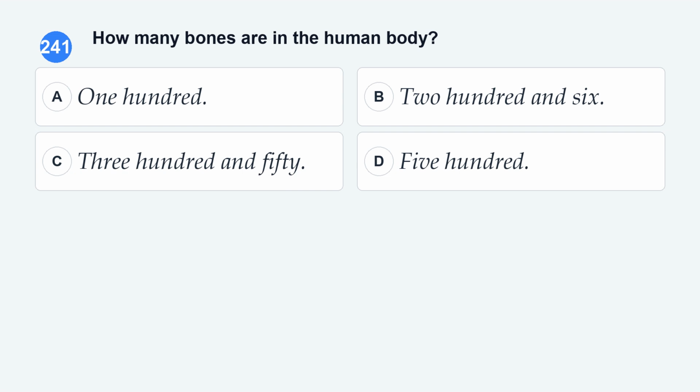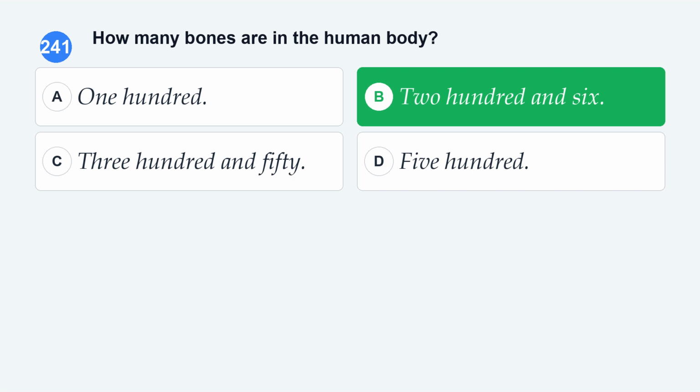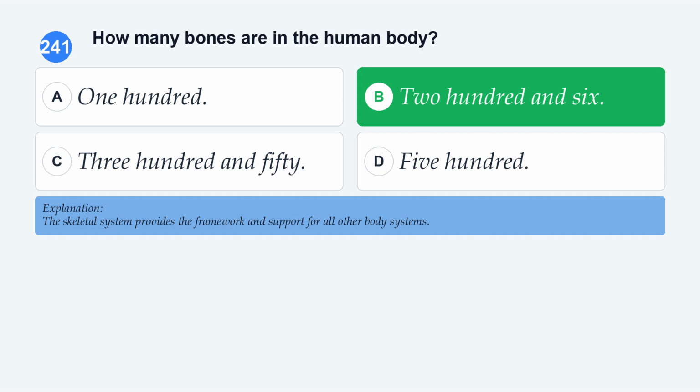Question 241. How many bones are in the human body? Option A, 100. Option B, 206. Option C, 350. Option D, 500. The correct answer is option B, 206. Explanation: the skeletal system provides the framework and support for all other body systems.